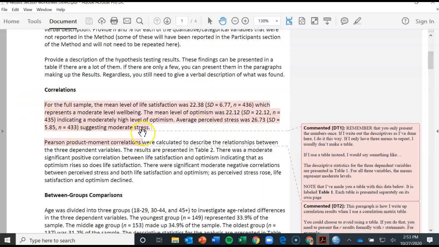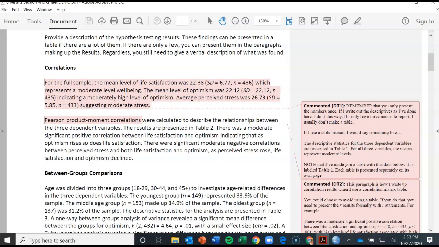So if we look at this sample paragraph here, and I put off to the side, remember, in all caps, remember, that's shouting, you only present the numbers once. If you write out the descriptive, as I've done here, this is how I do it, and it's in appropriate APA style. Since I only have three means to report, I would probably just go ahead and present it in the text because it's easy to do. If I have more than that, I would put it in the table. It's your choice which you want to do. You just don't duplicate.